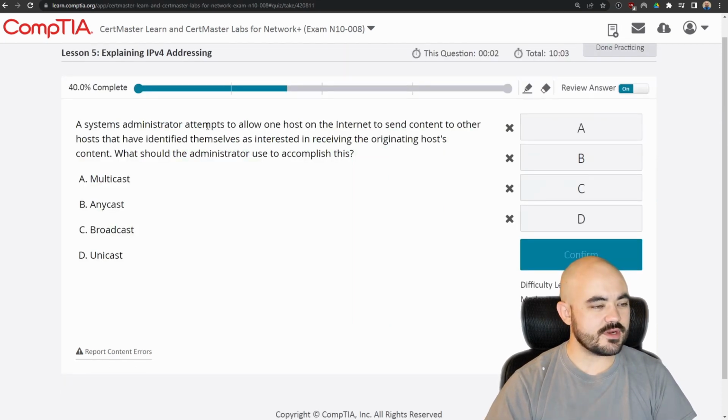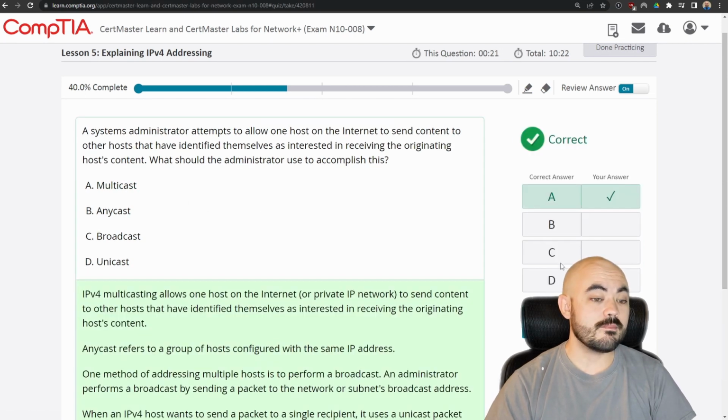A systems administrator attempts to allow one host on the internet to send content to other hosts that have identified themselves as interested in receiving the originating host's content. What should the administrator use to accomplish this? The answer to this one is multicast. Did you get it right?